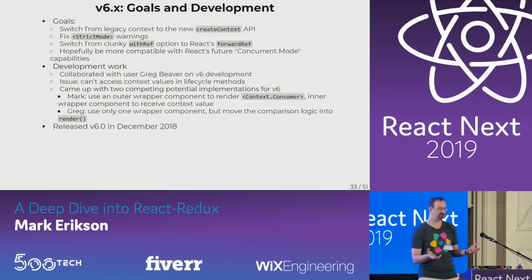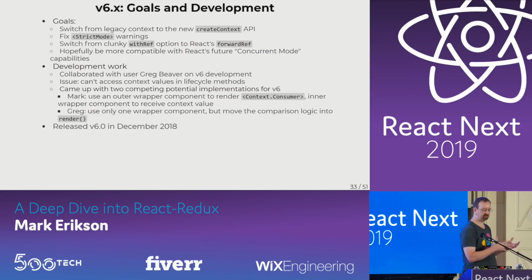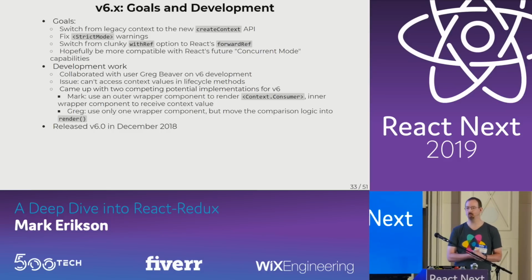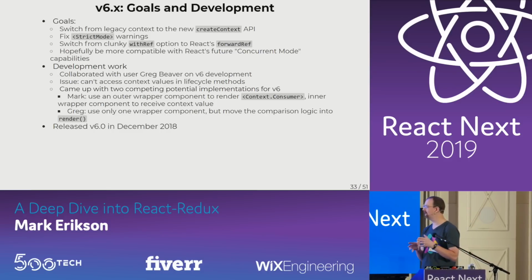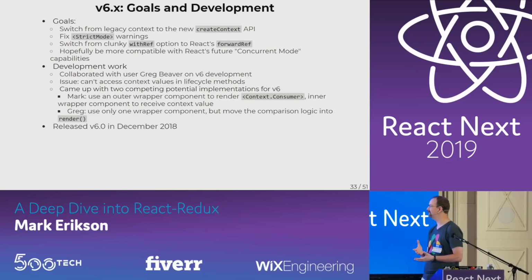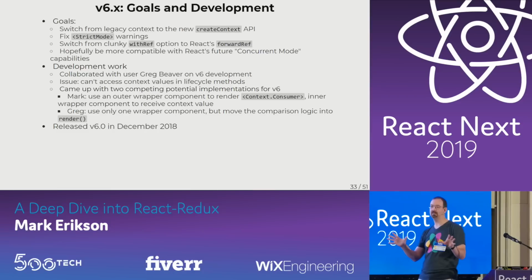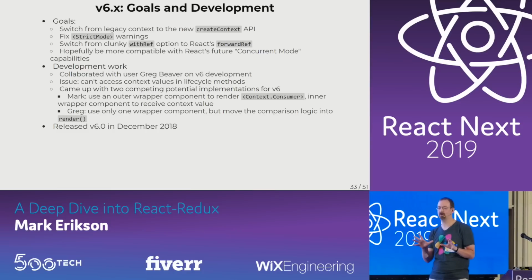So our goals for version 6, we wanted to switch from old context to new context. We wanted to fix the strict mode warnings. We wanted to drop the very clunky ref forwarding implementation that we had. And we had the general goal of maybe we can be more compatible with concurrent mode somehow.